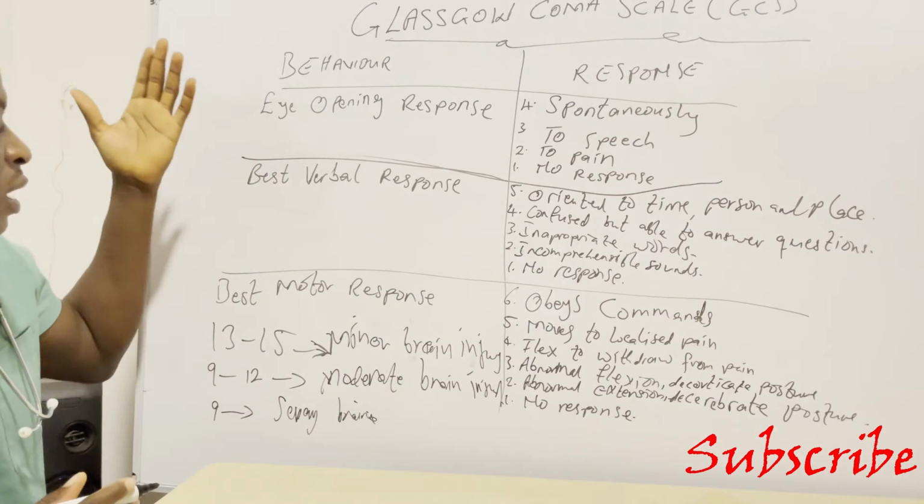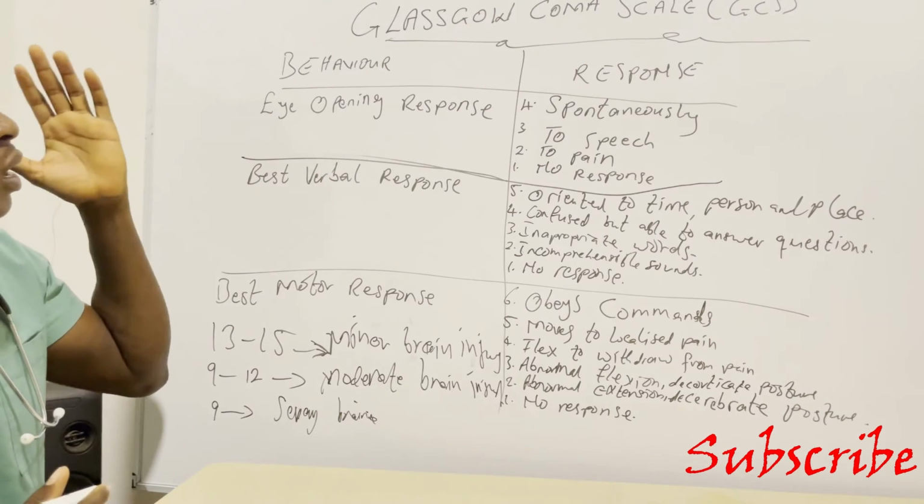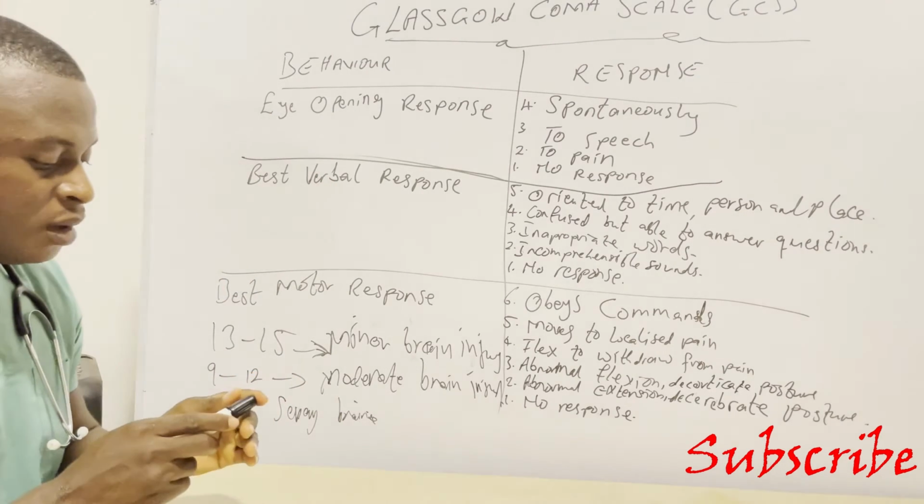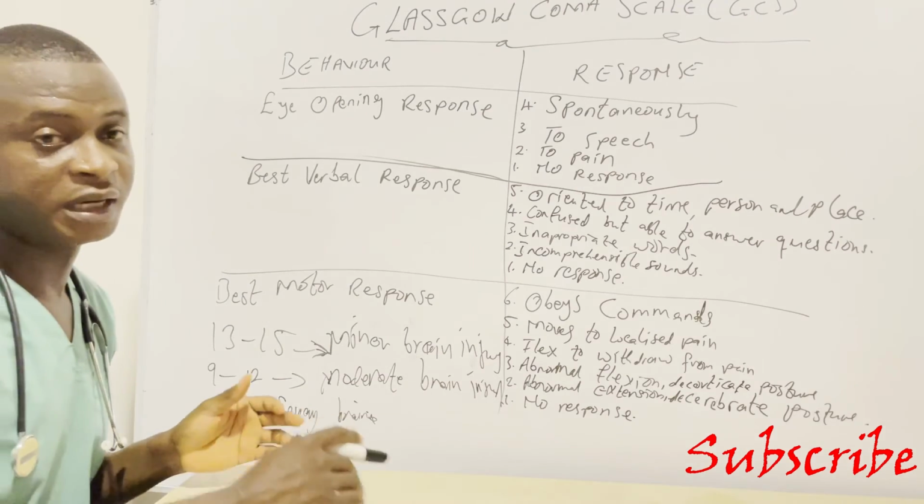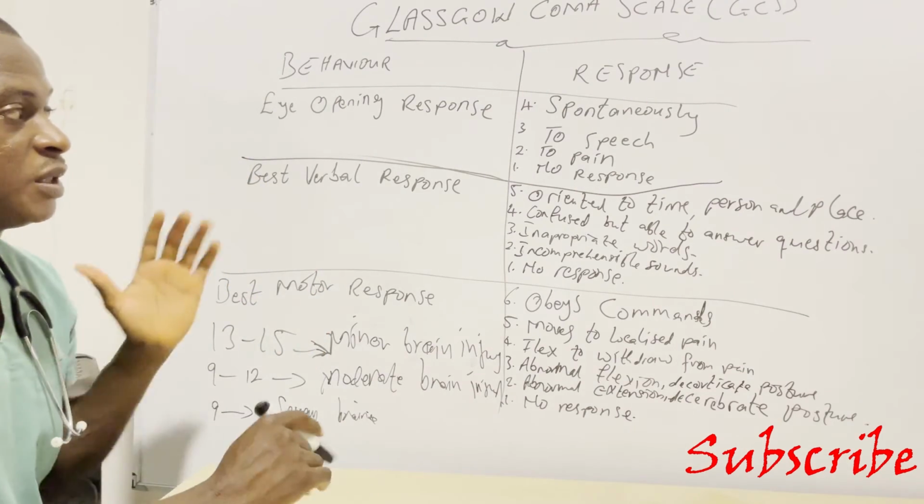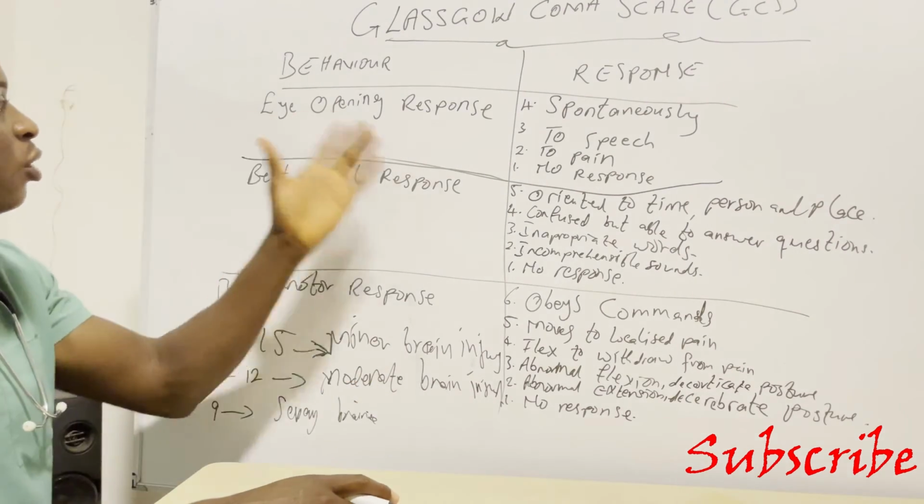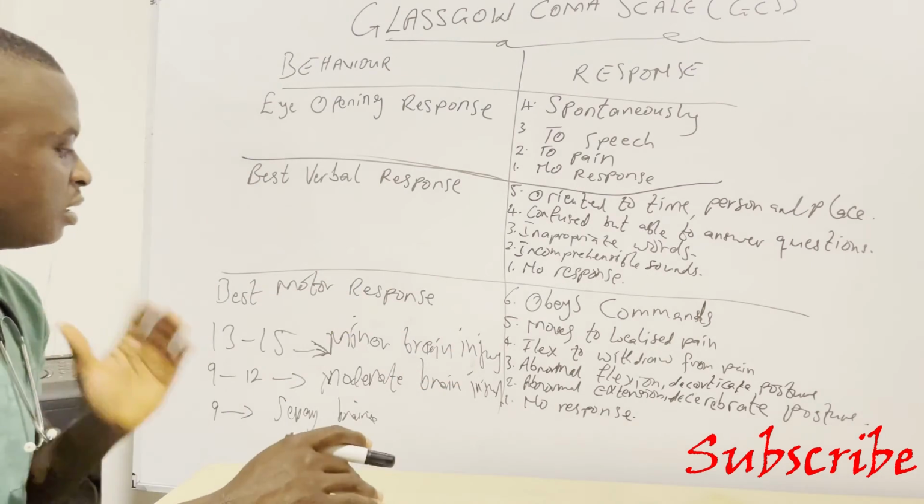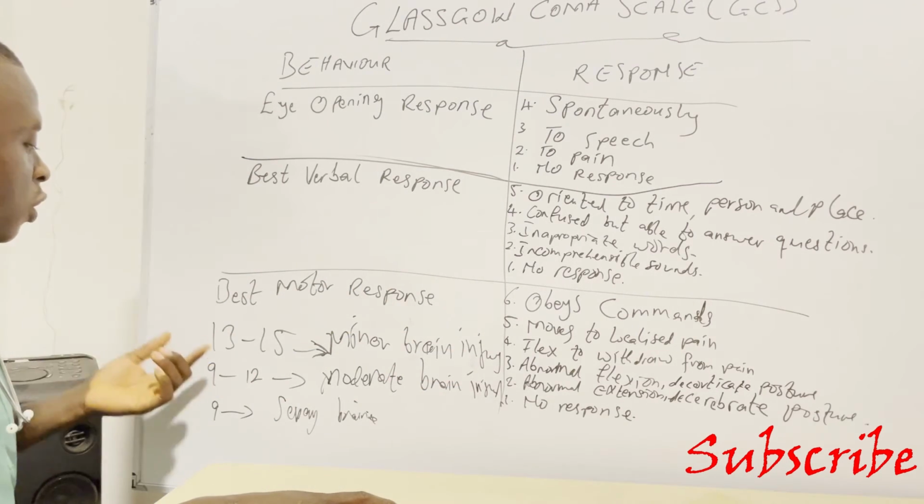Okay, so we use it, as I said earlier, to assess a patient that has a head injury. All right, so we use it to assess the mental state of that particular patient, and it has 3 components: the eye opening, the verbal response, and then the best motor response. The patient is able to score.